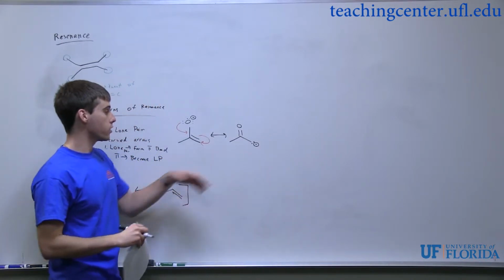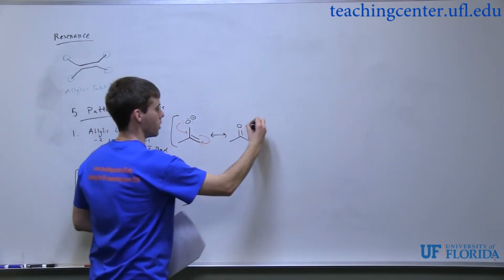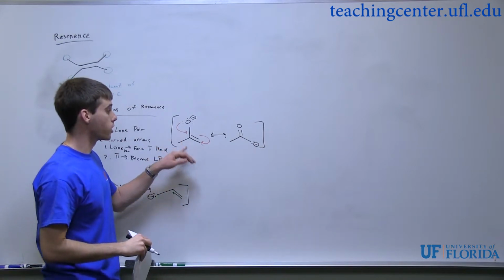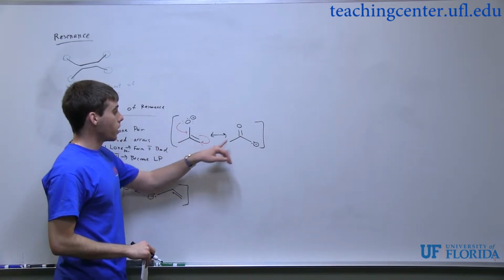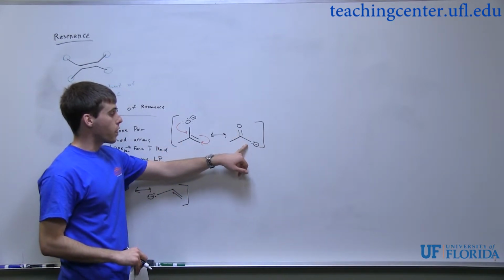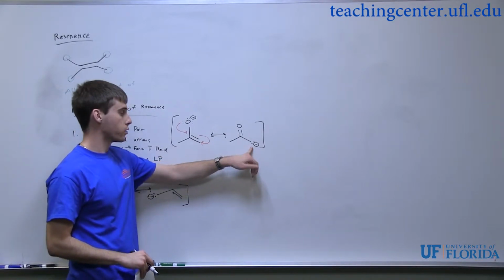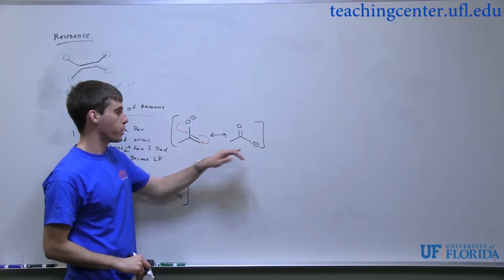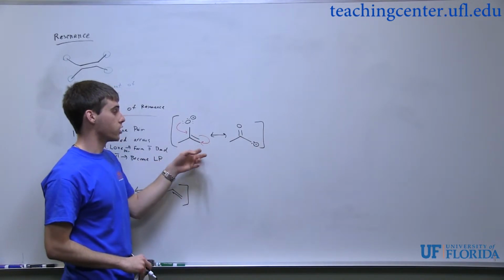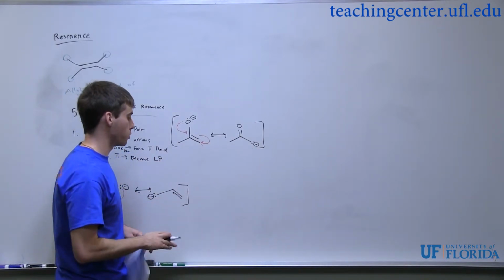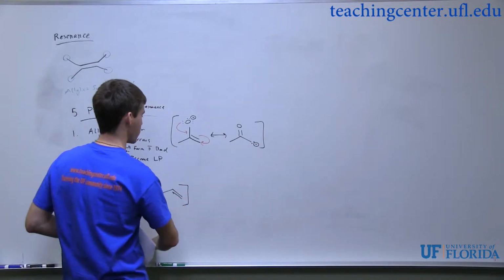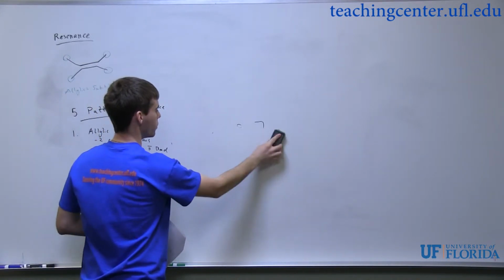Notice I've just moved the negative charge. All I've done is take the negative charge off of oxygen, form this double bond here, and move the negative charge and the electron pair over here. So again, charge is conserved, and I didn't break any single bonds. Actually, I'm going to have to erase this so I can fit in more.